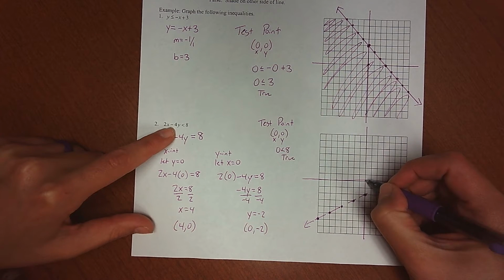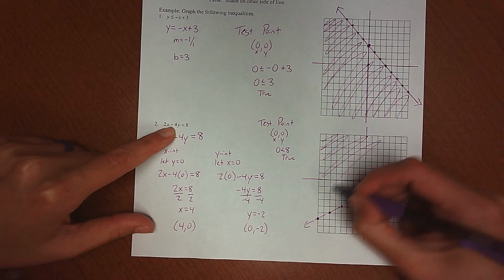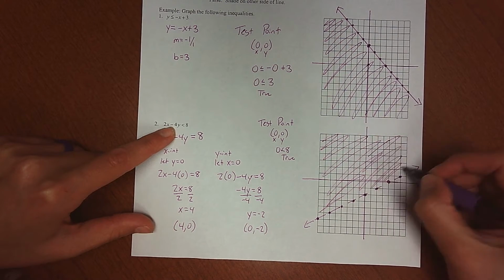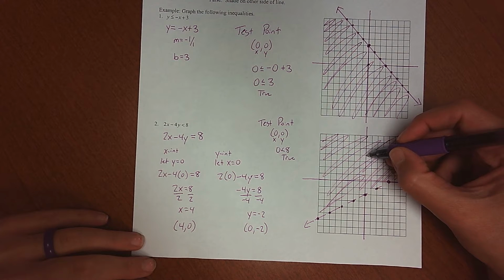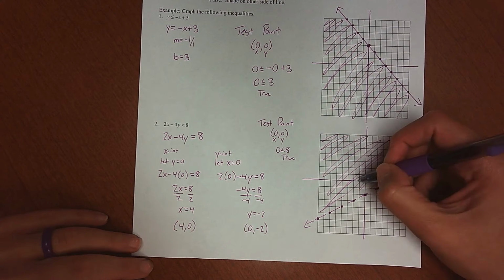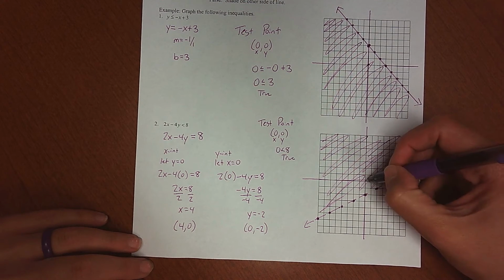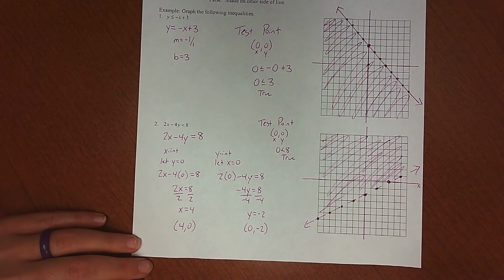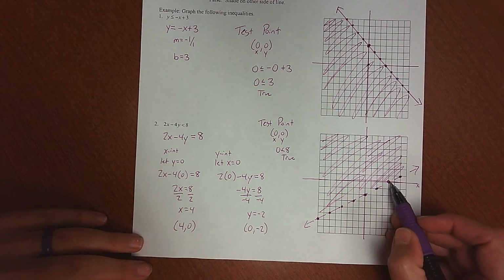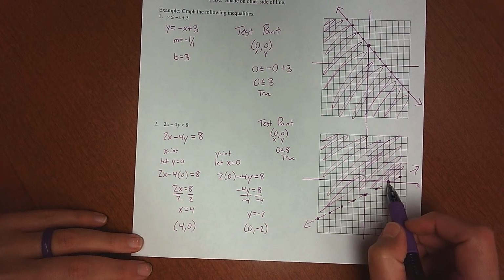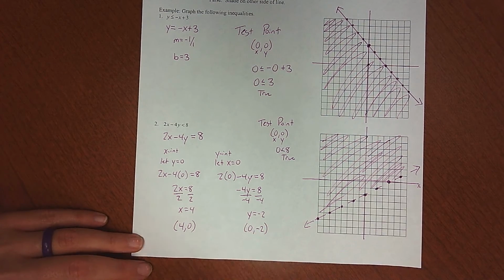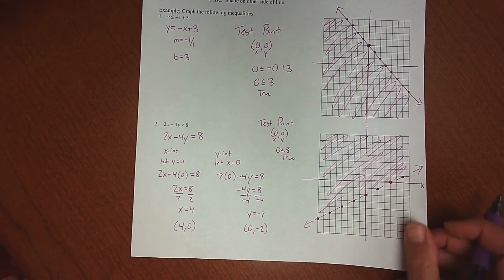So here's where the test point was. We're going to shade above our boundary line. So 0, 0 is a solution. 0, 4 would be a solution. Negative 2, 0 would be a solution. Negative 1, 1 would be a solution. Right? But 4, 0 is not a solution. Because 4, 0 is on the boundary line and it's dashed, so it's not a part of the solution.